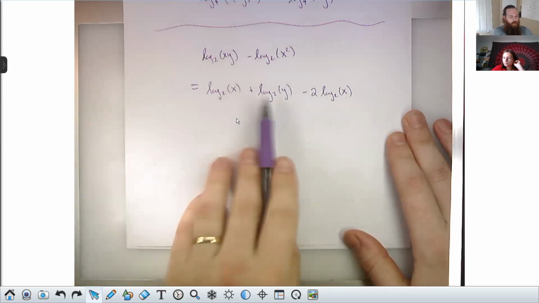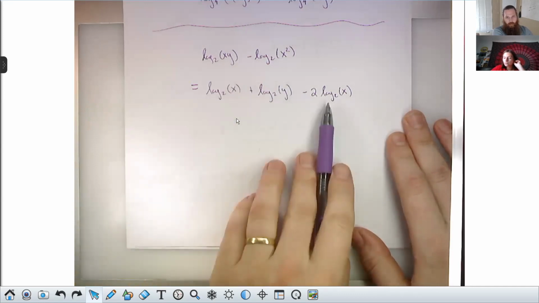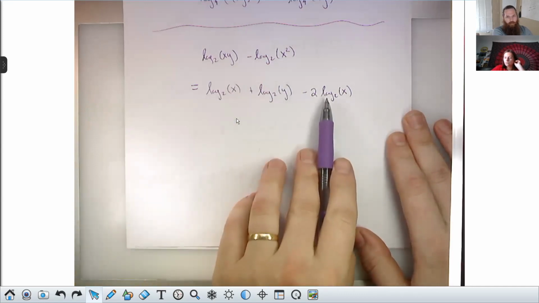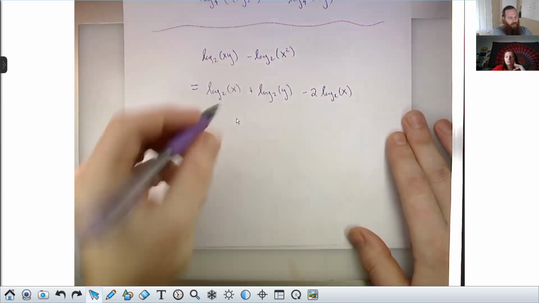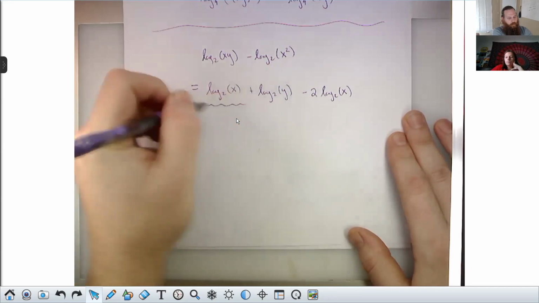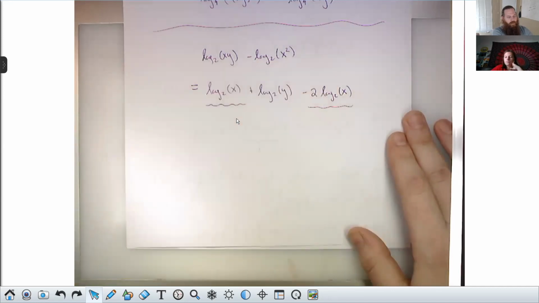So I can't factor out a log of 2, unfortunately, because this is function notation, right? This isn't like log 2 times x. Maybe I'm misunderstanding. What I see here is that these two look pretty similar.